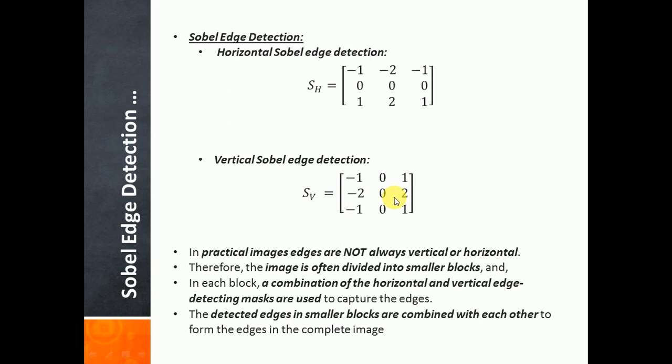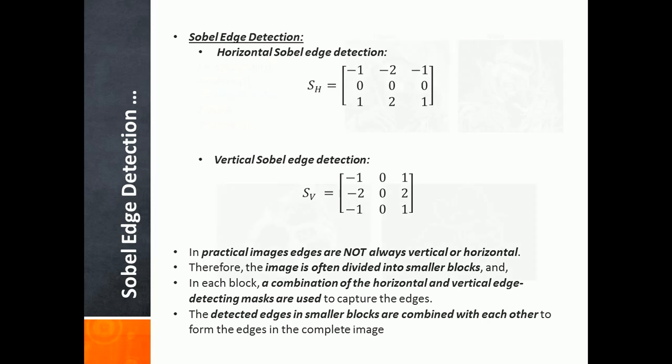those differences are magnified. Now one thing which is worthwhile mentioning is that images are not always horizontal and vertical, rather they're a combination of both. And that's why normally what you do is you take the combination of both, and you detect edges in smaller blocks, and they're combined with other smaller blocks to determine the boundaries for the whole image.